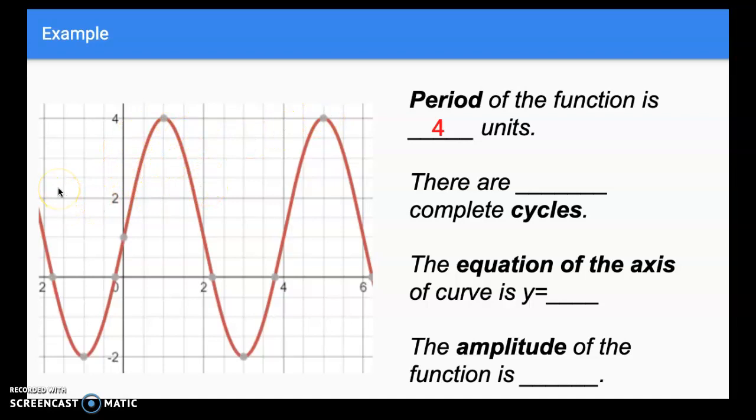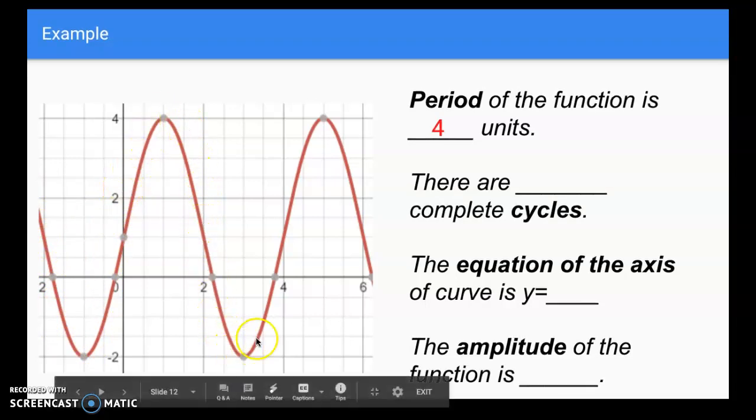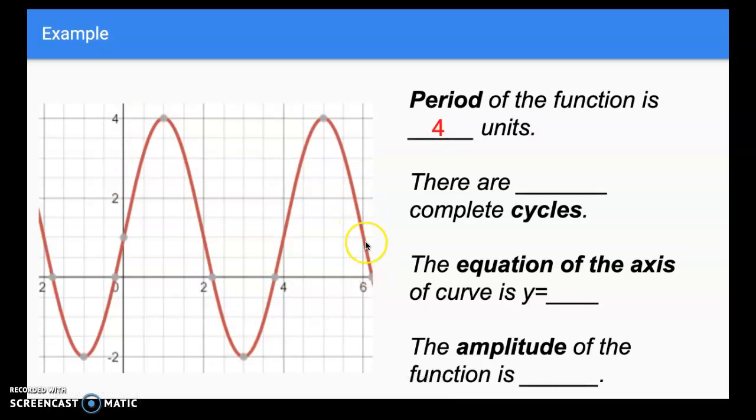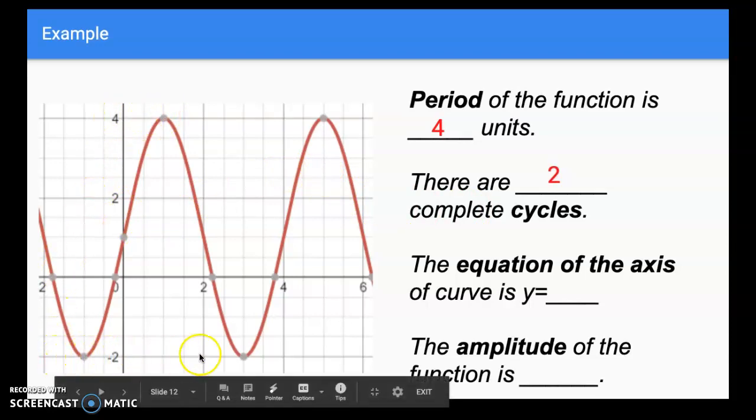How many complete cycles do we see? Well, we're going to start here and just count them. It goes to here, that's 1 full cycle, and then to here again, 2 full cycles. We have a little bit extra, but we're asked how many complete cycles there are, so there are 2. For the equation of the axis, the maximum is 4 and the minimum is -2.